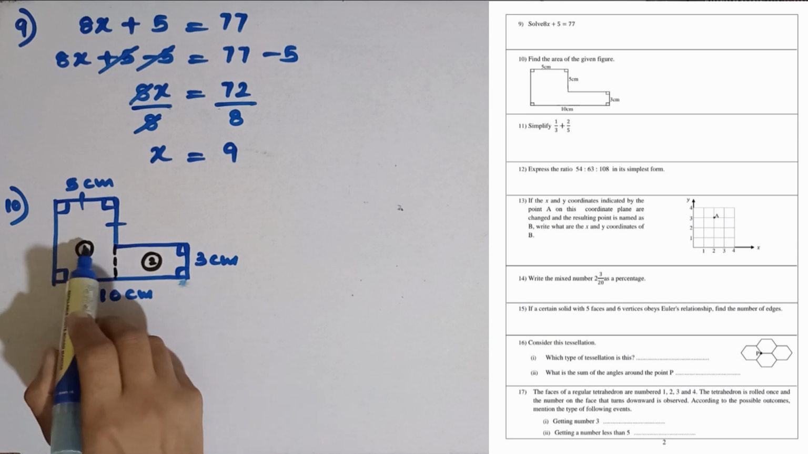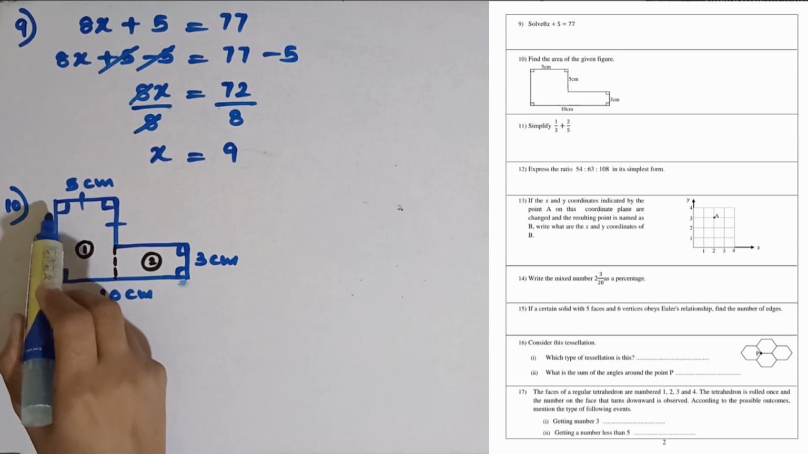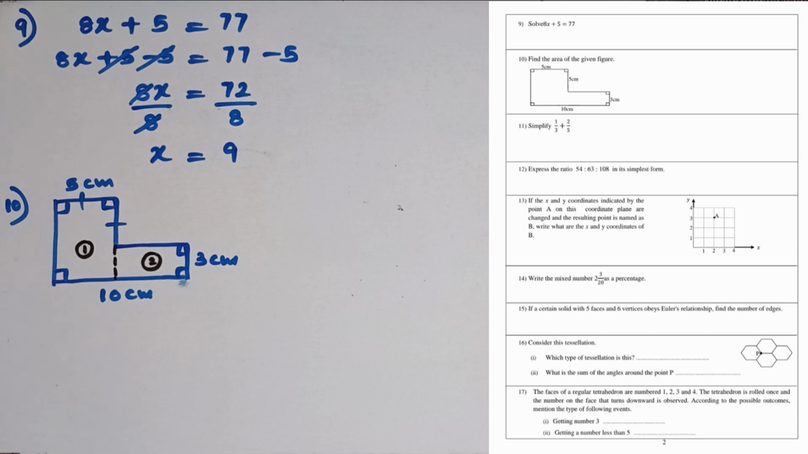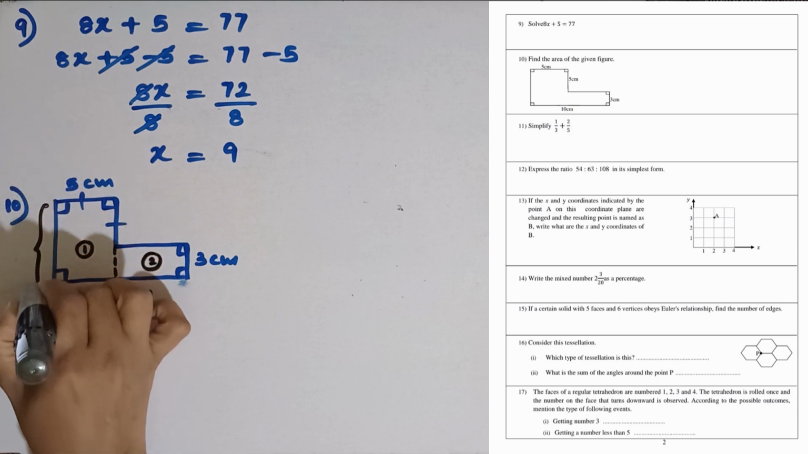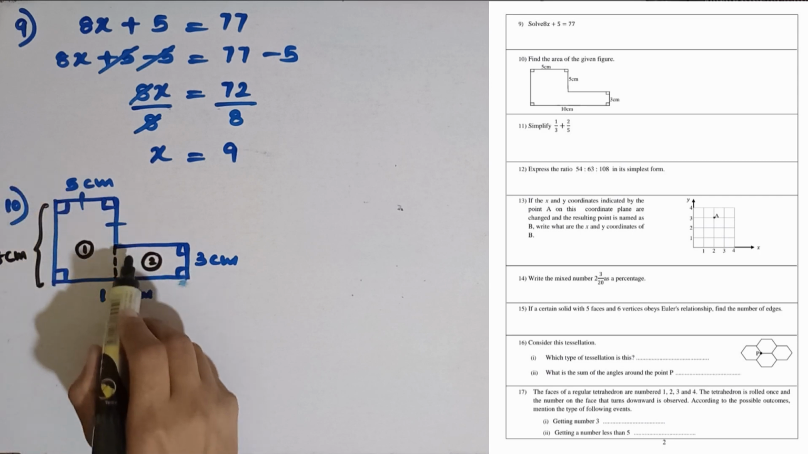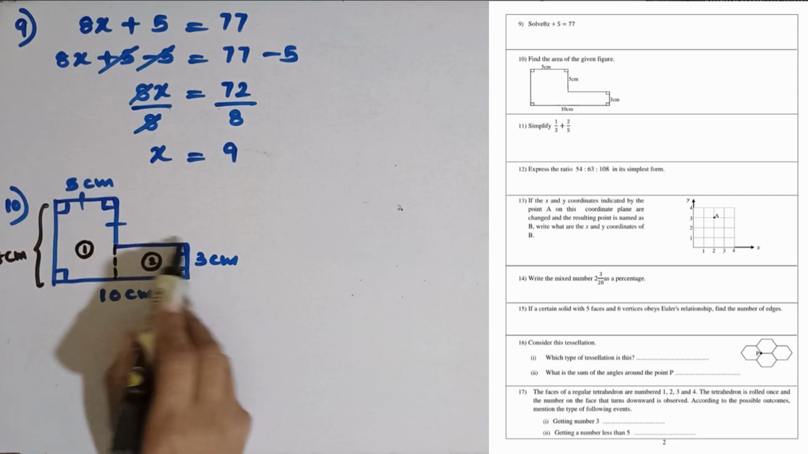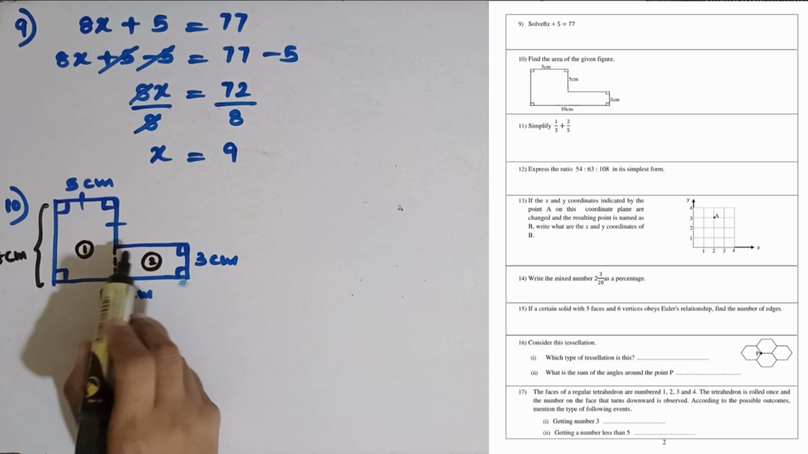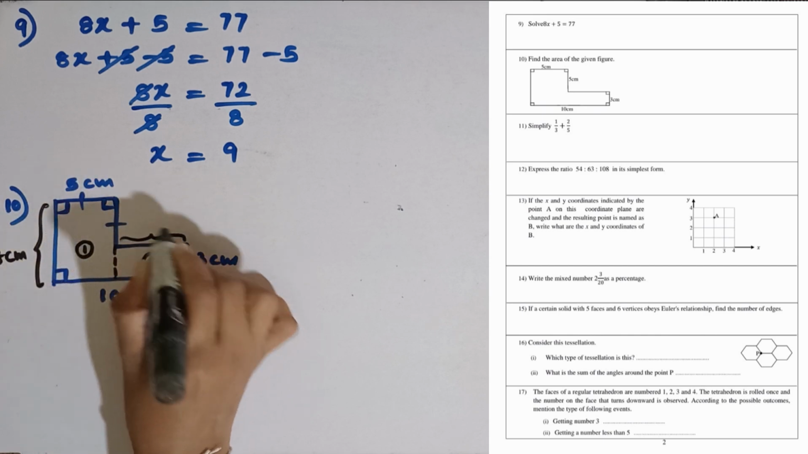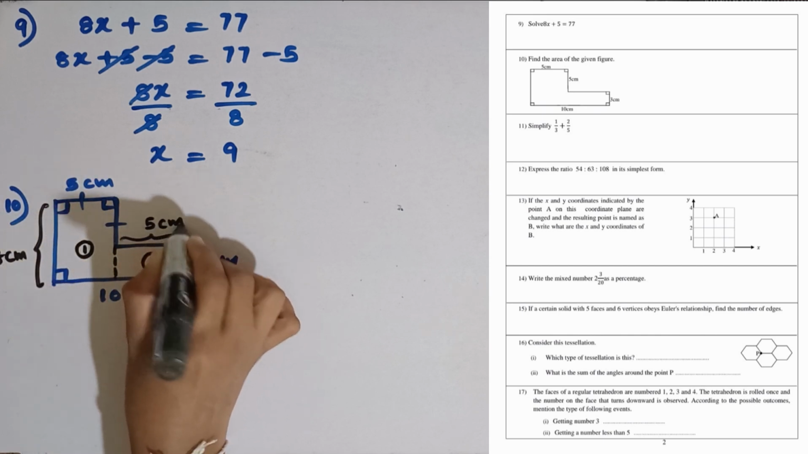When considering figure 1, the length here is 5 plus 3. The length here is 8 centimeters. Then this is 5 centimeters. Then this one, what is the length? Breadth is 3 centimeters. Length 10 minus 5. This is also 5 centimeters.